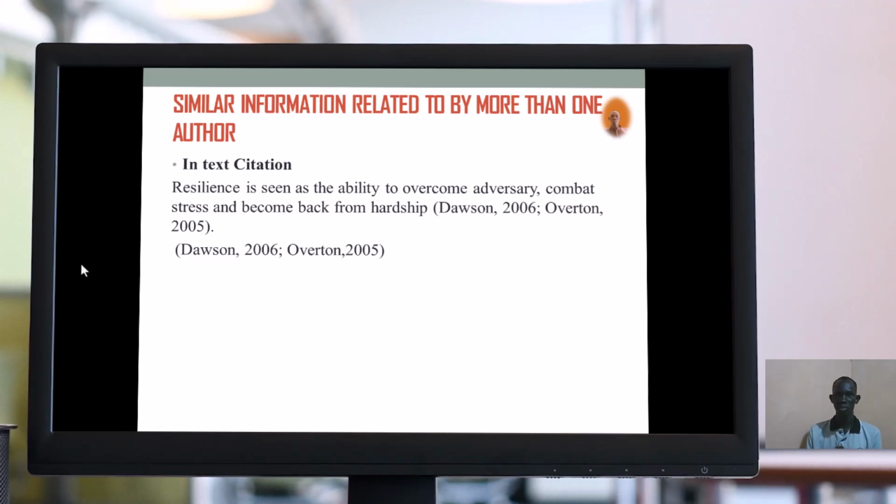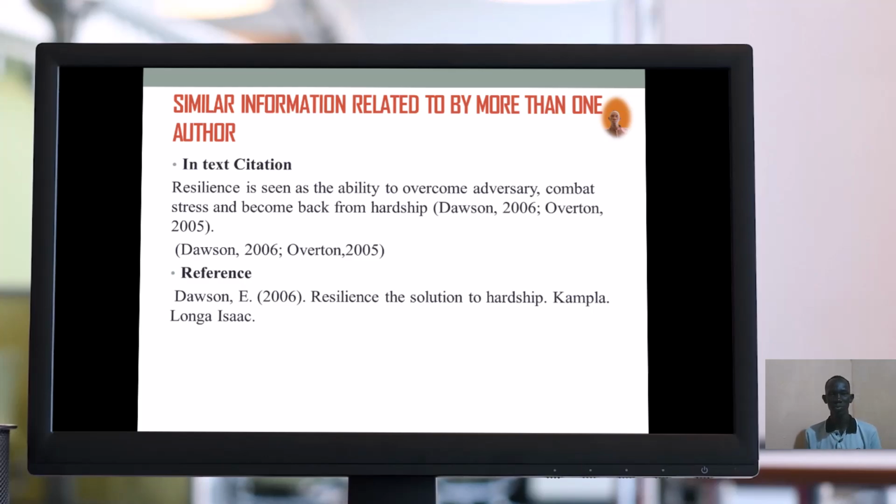We will put Dobson 2020, semicolon, then we have Overton 2015, 2005. That's how we can basically start. Looking to our reference list, you can just separate them differently.